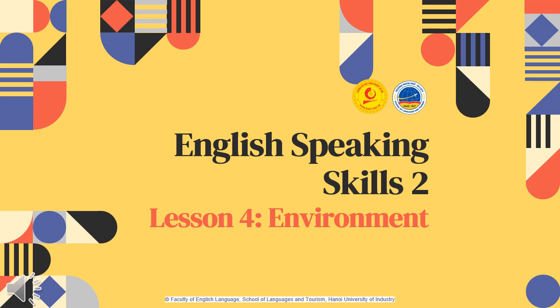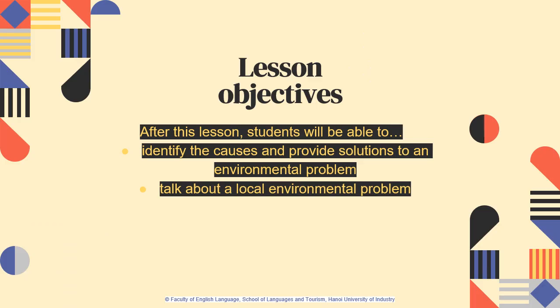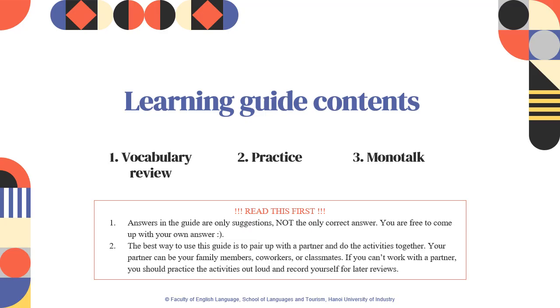English Speaking Skills 2. Lesson 4. Environment. After this lesson, students will be able to identify the causes and provide solutions to an environmental problem. They will also be able to talk about a local environmental problem. There are 3 main activities.